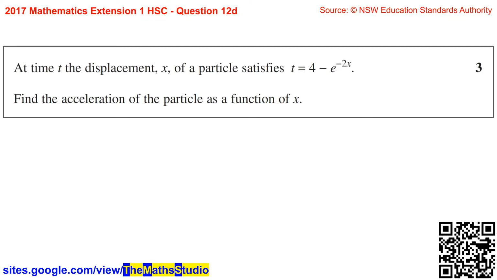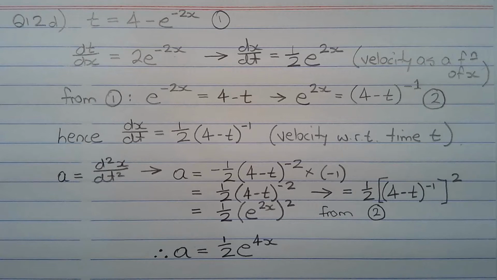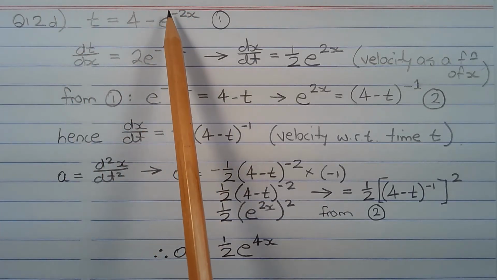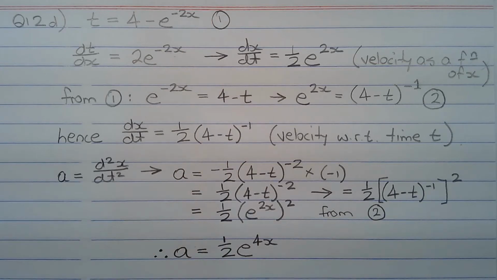Question 12d. At time t, the displacement x of a particle satisfies t equals 4 minus e to the power of negative 2x. Find the acceleration of the particle as a function of x. It is given that t equals 4 minus e to the power of negative 2x. I'm going to call this equation number 1.